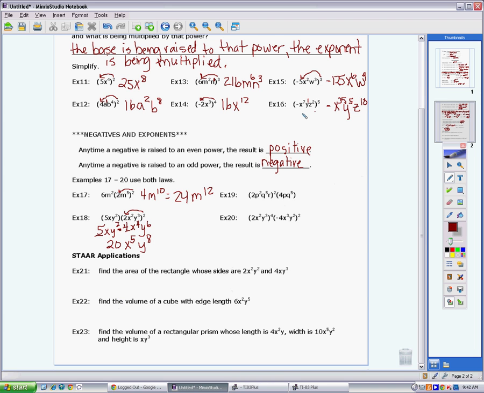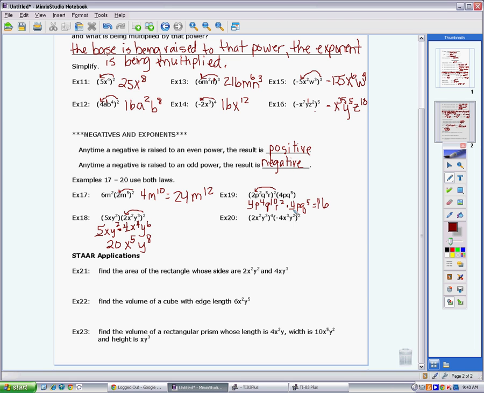Number 19. I need to do my exponents first, so I'm going to apply 2 squared, so I get 4, and p squared squared is going to be p to the 4th, q to the 5th squared is going to be q to the 10th, and r squared is going to be r squared. And then I have times 4 p q to the 5th. And again, I'm going to go ahead and multiply my coefficients, so I get 16.